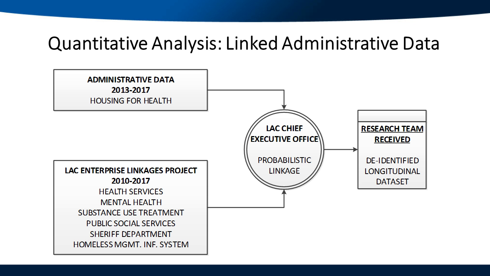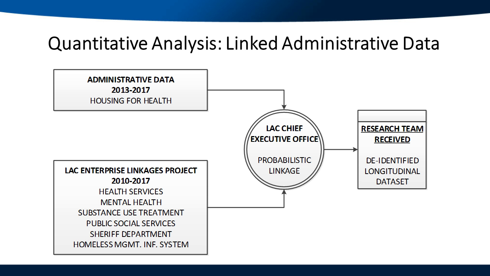So for our quantitative analysis, we used linked administrative data from several county departments. We're very lucky in Los Angeles that the county's chief executive office for many years has had this integrated data system called the Enterprise Linkages Project, which integrates individual level data across multiple departments and over time. You can see on the bottom left of the slide the departments that we used in our analysis. So we were able to link individuals across all these departments and look at them over a number of years.